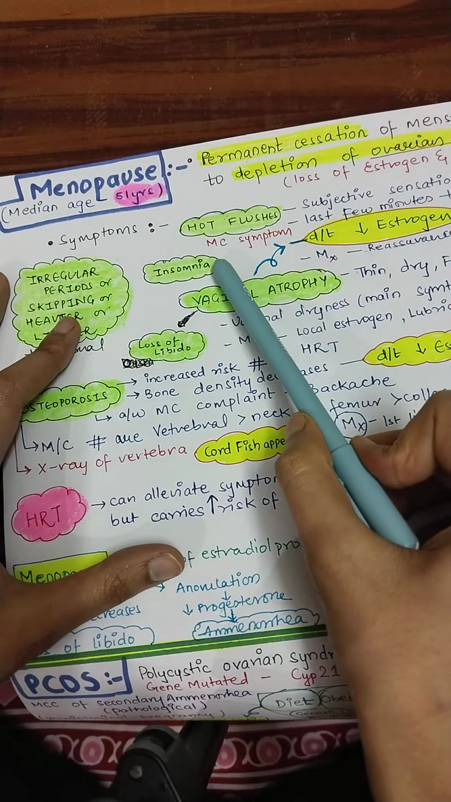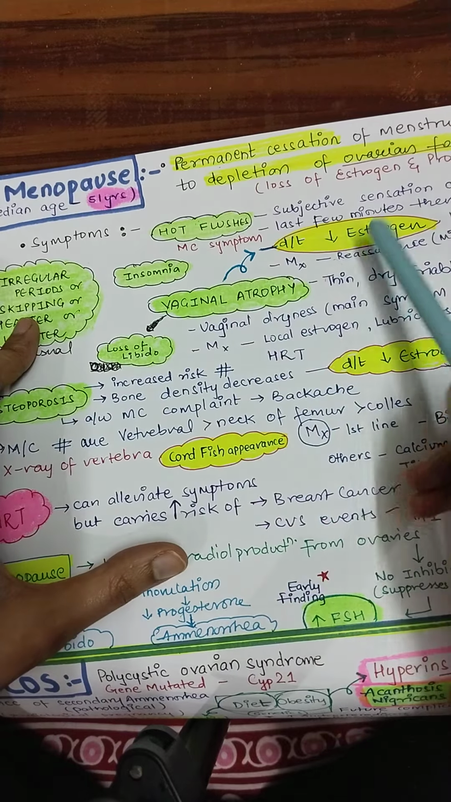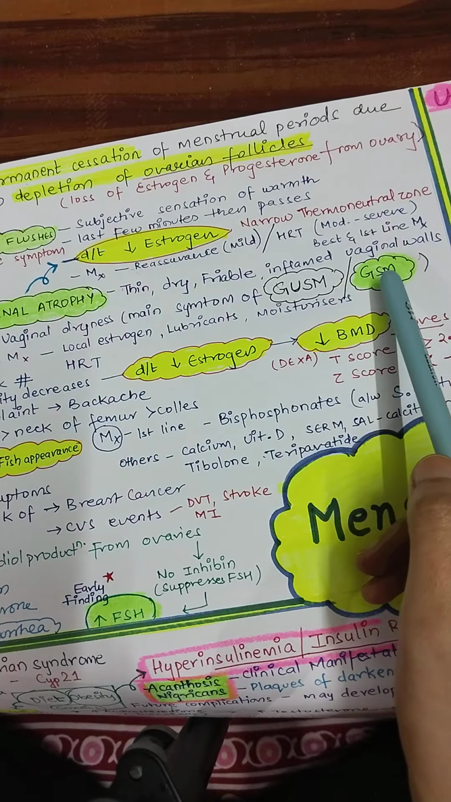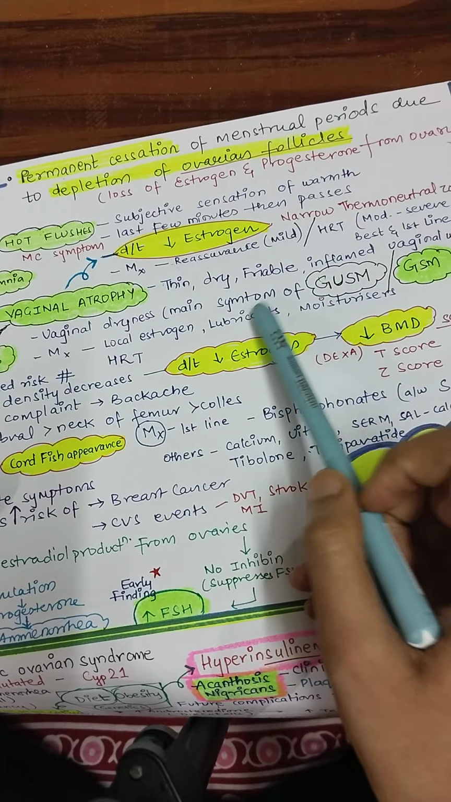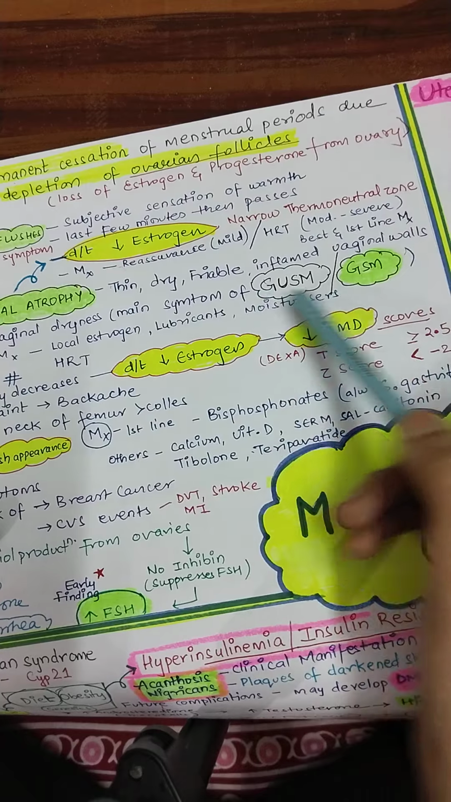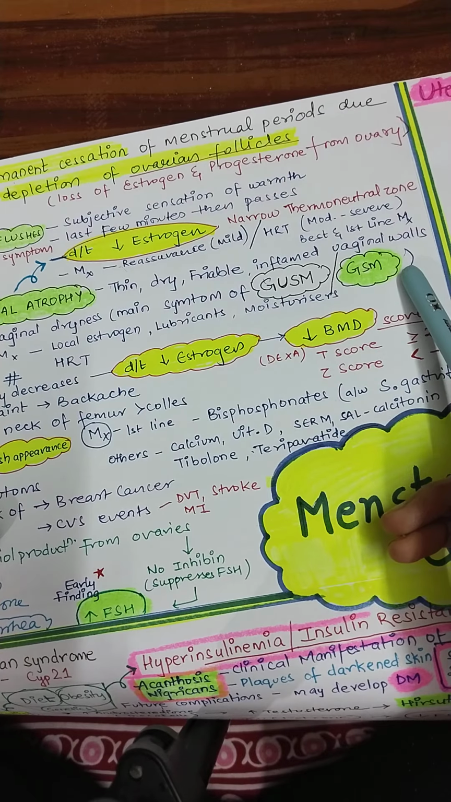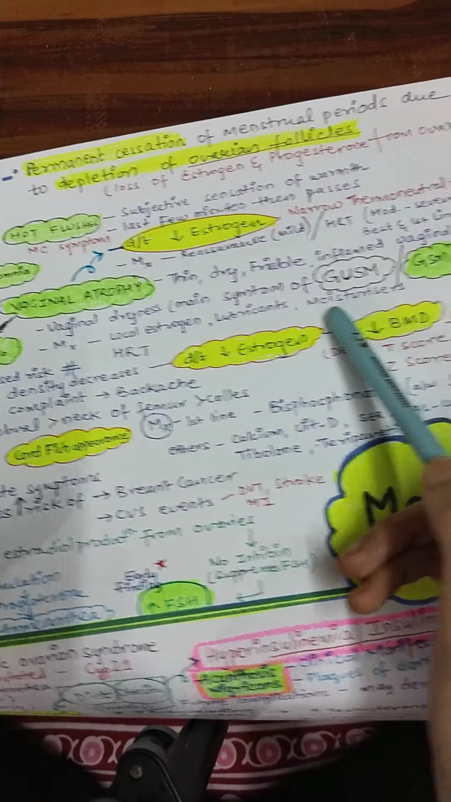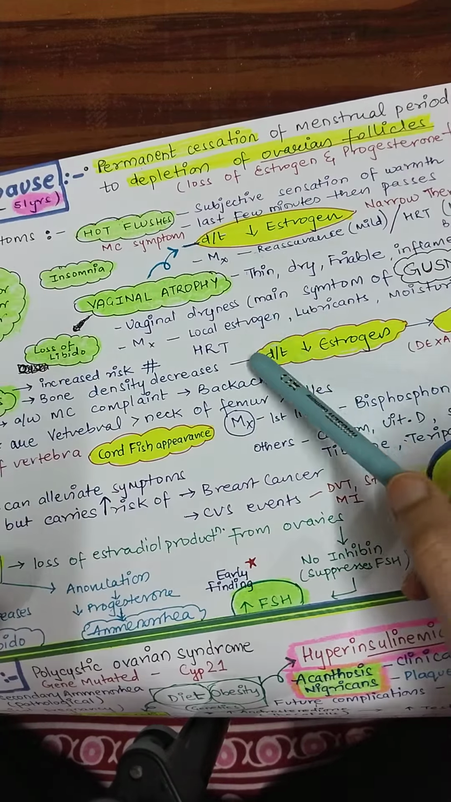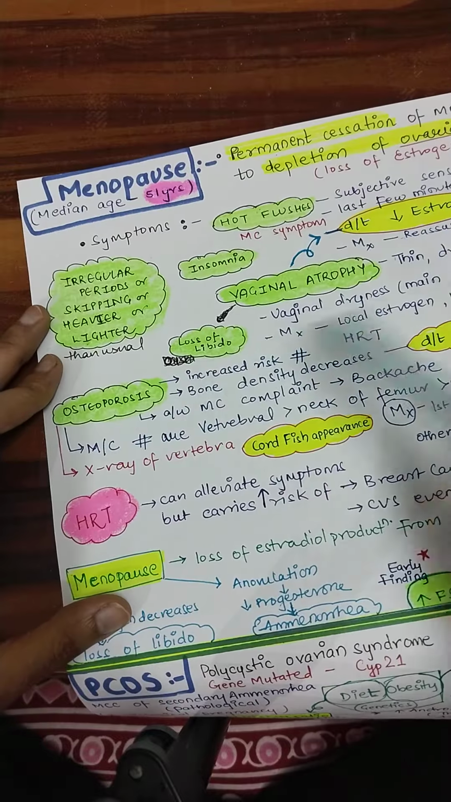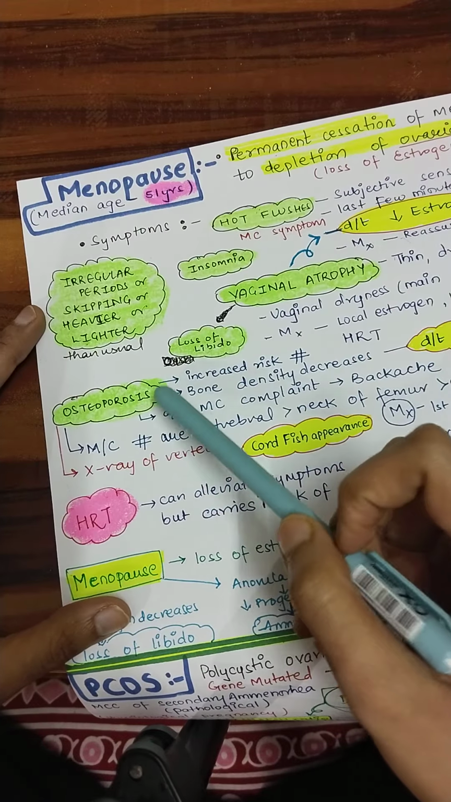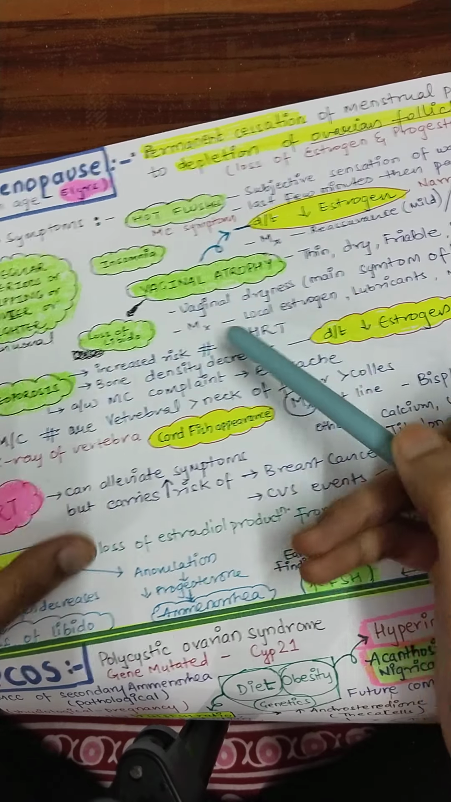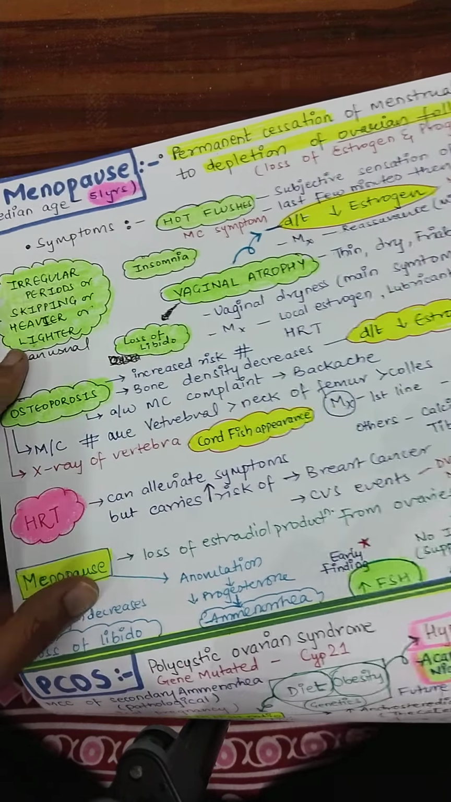Then insomnia and vaginal atrophy, also due to decreased estrogen. This is thin, dry, friable, inflamed vaginal walls. Vaginal dryness is a main symptom of GSM, genitourinary syndrome of menopause. Management is local estrogen, lubricants, moisturizers, or HRT. HRT will also help here. Then loss of libido, osteoporosis, increased risk of fracture, and bone density decreases due to decreased estrogen.